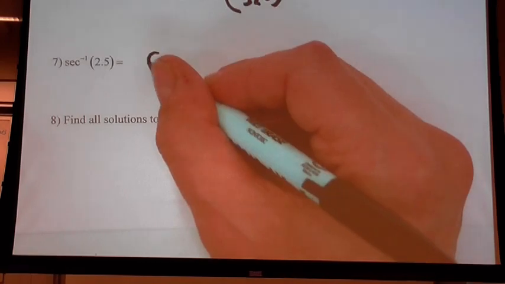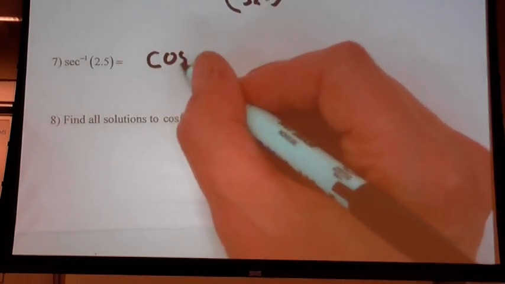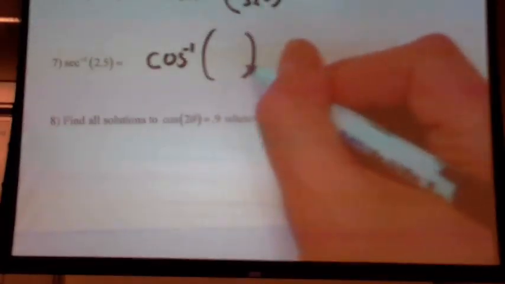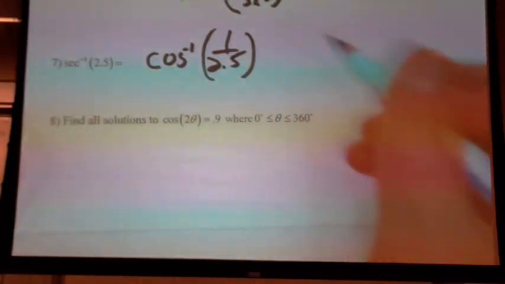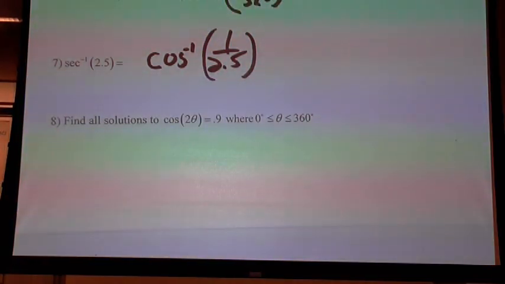For secant, cosine inverse of 1 over 2.5. Okay. Cosine is positive in the first quadrant and the fourth. We get those values and add 2 pi. All right.